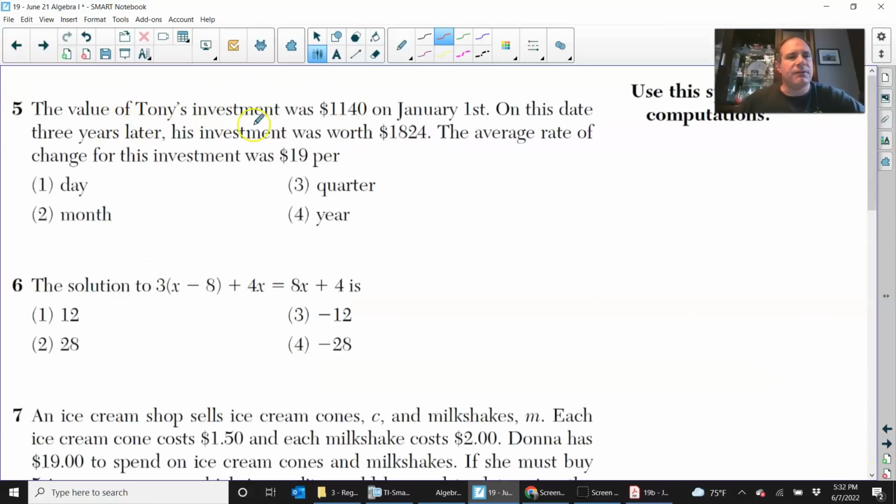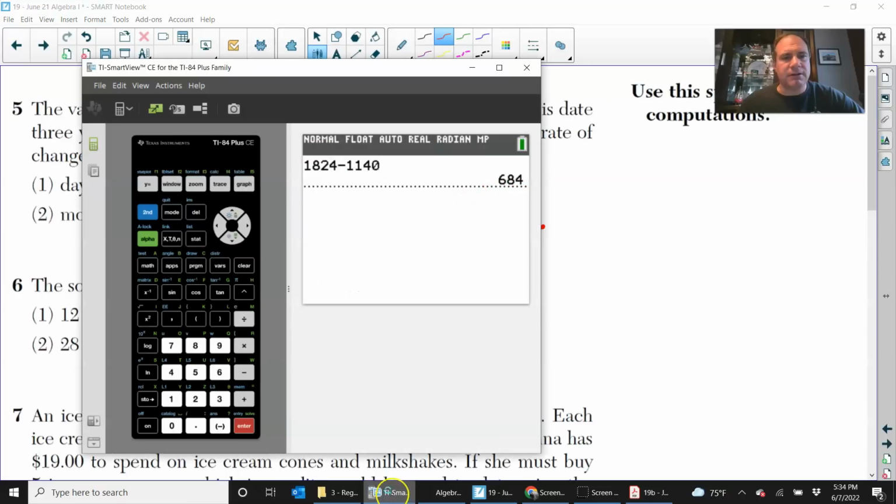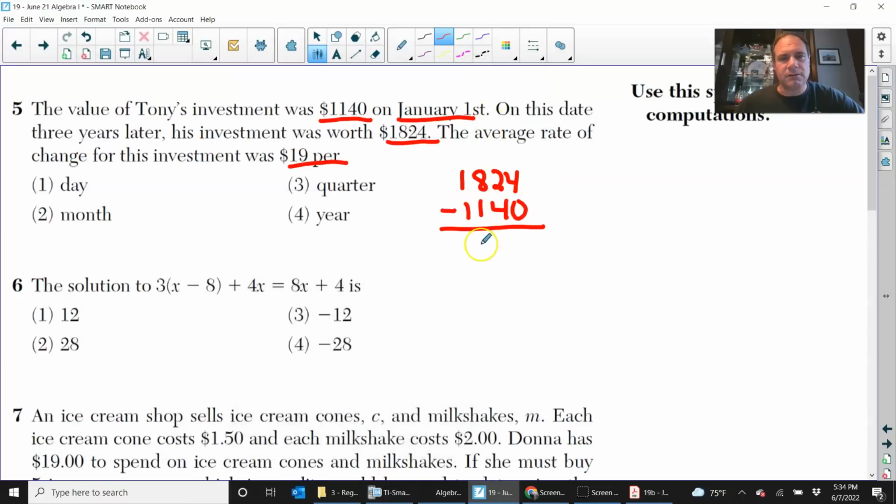Number 5, the value of Tony's investment was $1,140 on January 1st. On this date, 3 years later, his investment is worth $1,824. They're giving you the average rate of change for this investment, which was $19 per. The first thing you have to do is figure out the "per." So we're just going to take 1,824 minus 1,140, and we're going to grab our calculator and get 684.